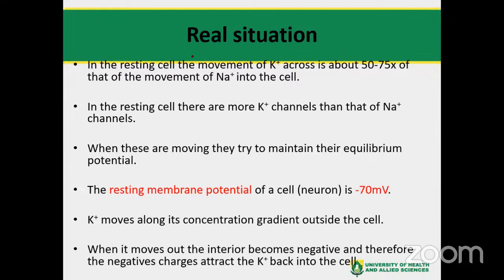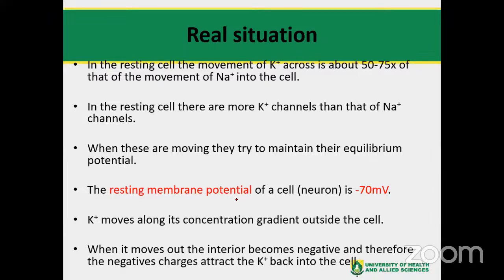Okay. So the resting membrane potential of a cell is therefore standing at minus 70 millivolts. So it varies between minus 10 to minus 90. Okay, the resting membrane potential is minus 70 millivolts.